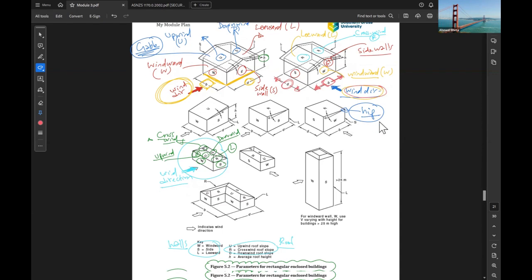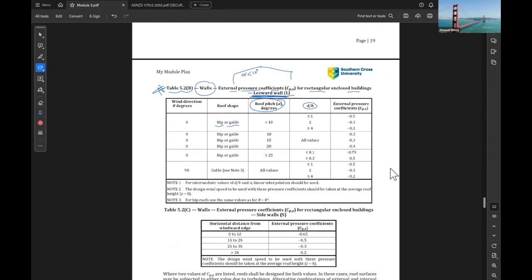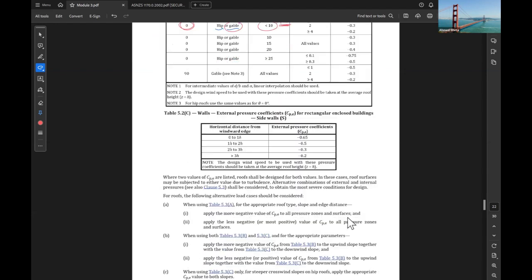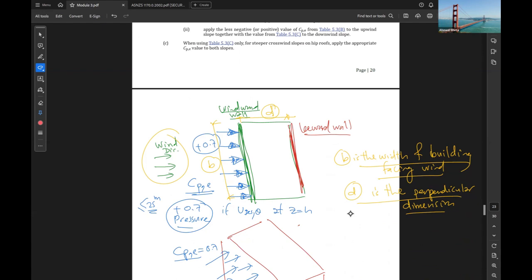So based on D over B, if it's less than 1, 2, or 4, you can take the external wind pressure. For example, if we have a gable roof and the angle alpha is less than 10, and the wind direction is 0, if D over B is less than 1, then CBE is negative 0.5. So if CBE is negative 0.5, what does the negative mean in this case?